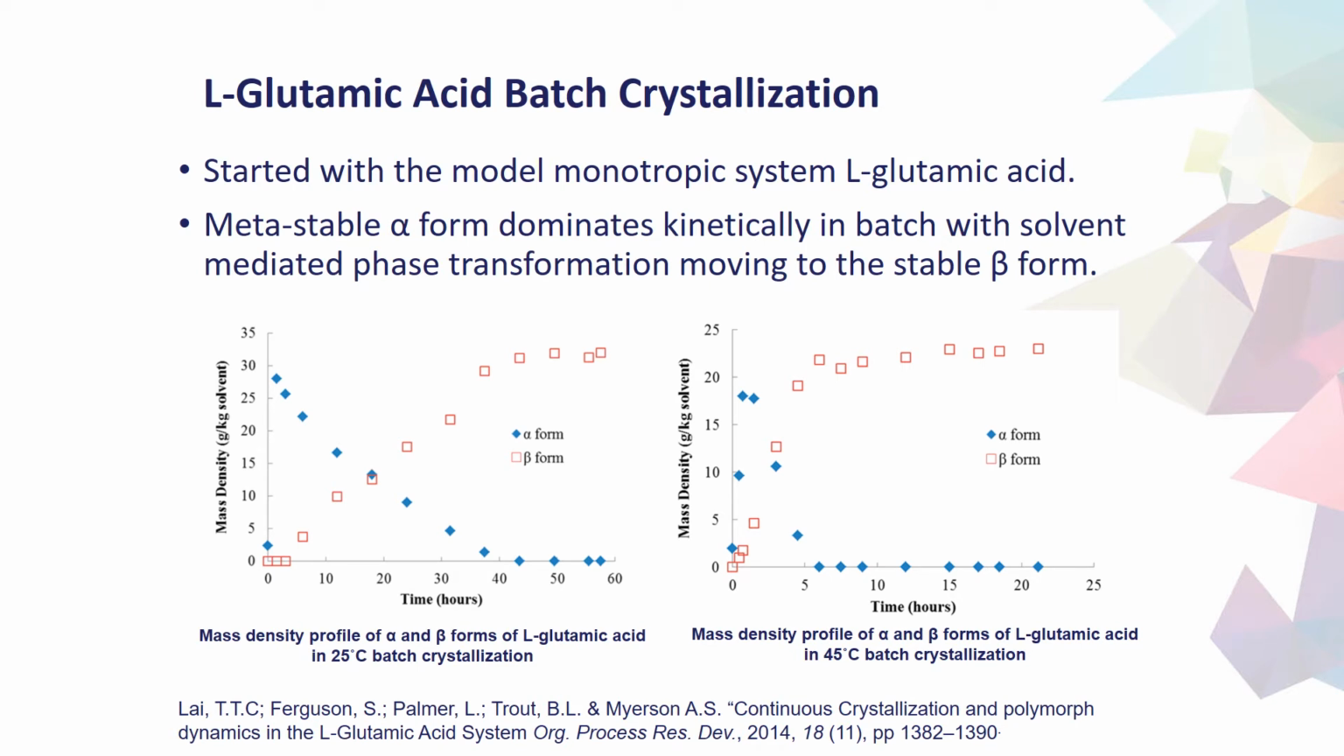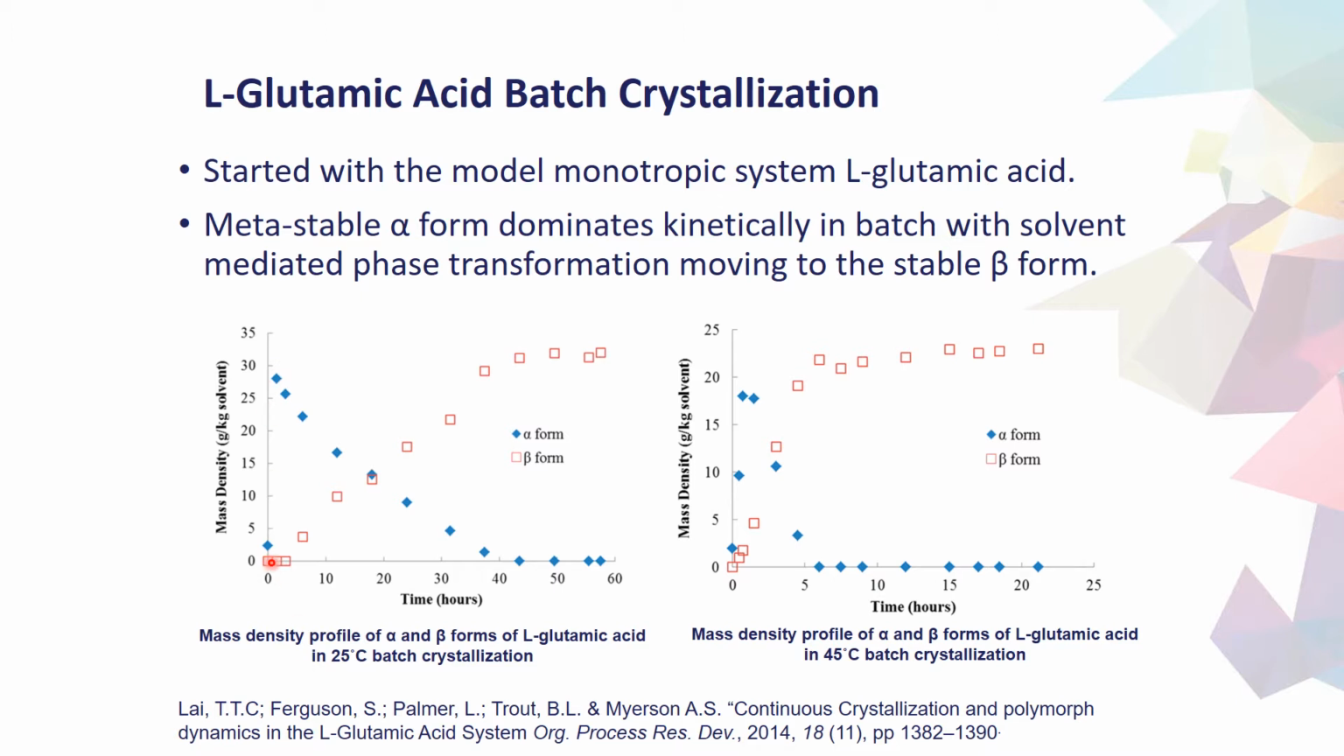And to look at this, we started, as per the phase diagrams, with L-glutamic acid crystallization. This is a common model system used in the study of polymorphism. And as outlined, at 25 degrees, if you're going to do an isolation from a cooling crystallization, the metastable alpha form in this monotropic polymorphic system will dominate kinetically. So at 25 degrees, if you cool down to 25 degrees and hold, you only isolate API in the alpha form if you take a sample here.